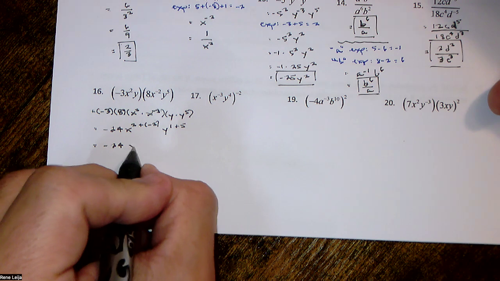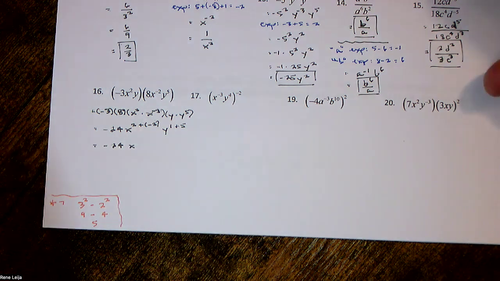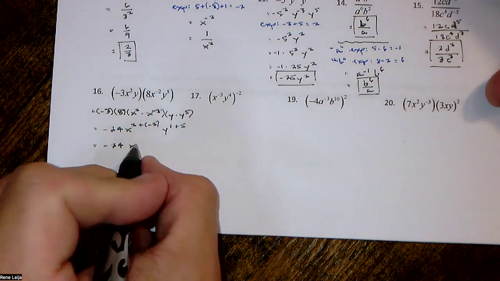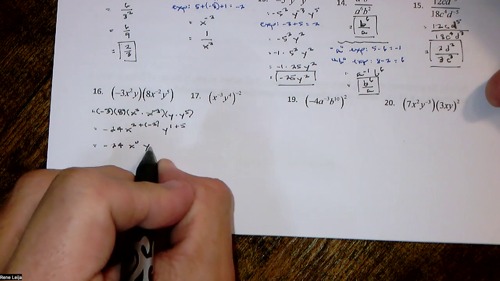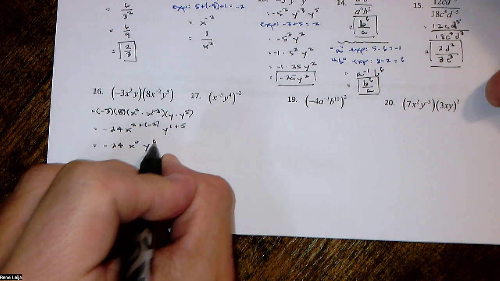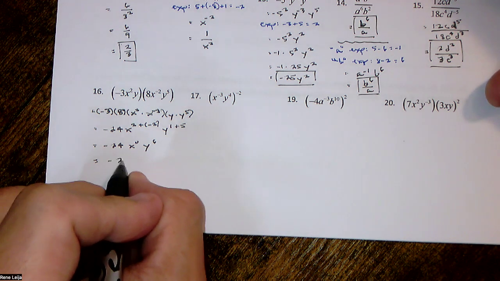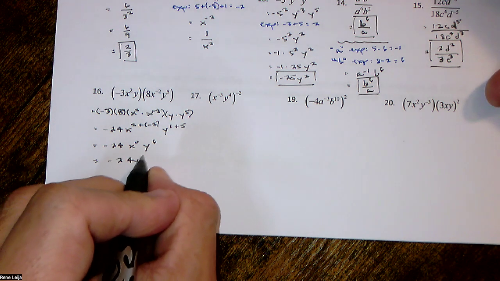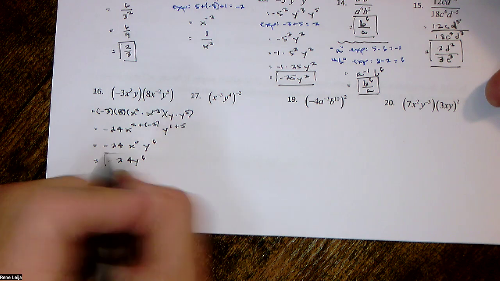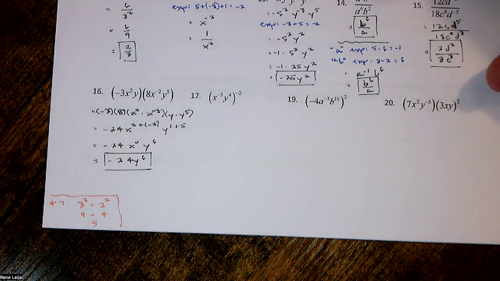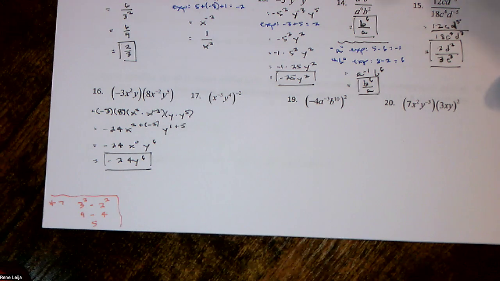Okay, well, x, now our new exponent, 2 plus a -2 is a 0. And then y, 1 plus 5 is 6. Well, what is x to the 0? Remember, that's just 1. So we can just kind of disregard that. So this is going to give us negative 24x y to the sixth.